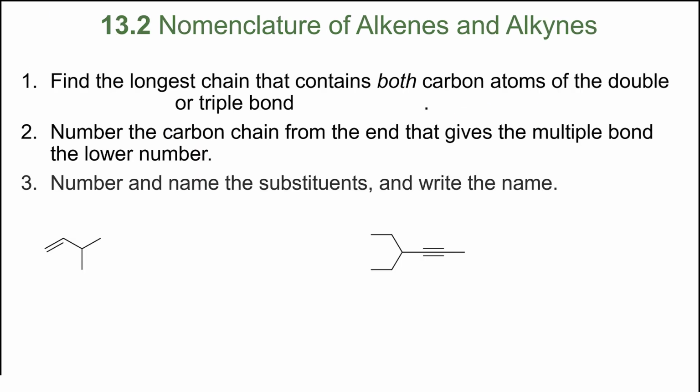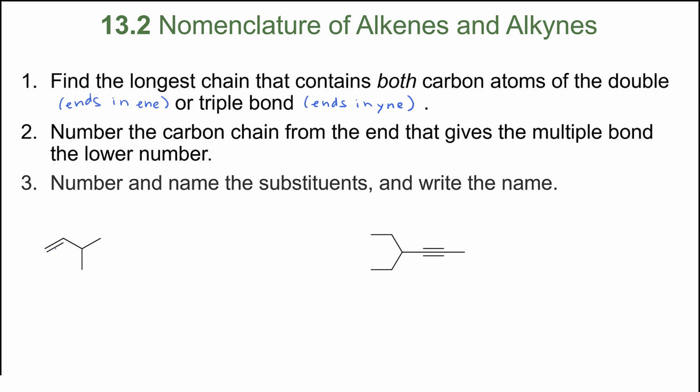When we're naming alkenes and alkynes, we need to find the longest carbon chain that has both carbon atoms of a double bond or triple bond. If you have a double bond, it ends in -ene. And if you have a triple bond, it ends in -yne. Then we're going to number the carbon chain from the end that gives the multiple bond the lower number, name substituents, and then write the name.